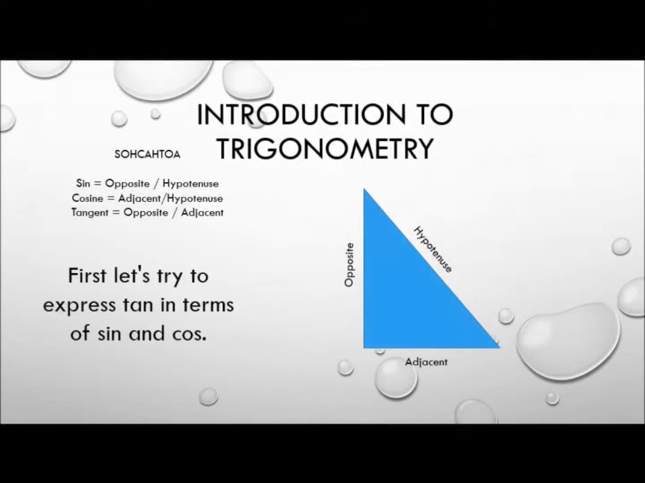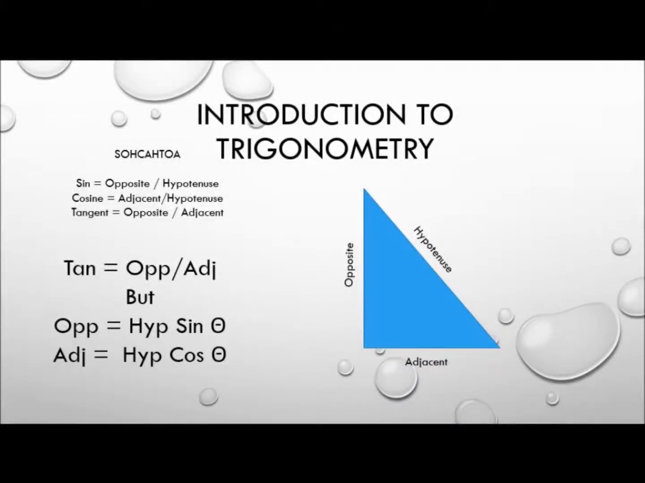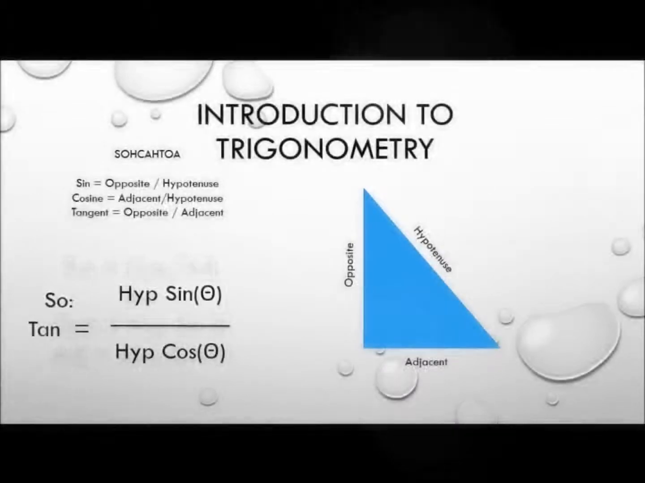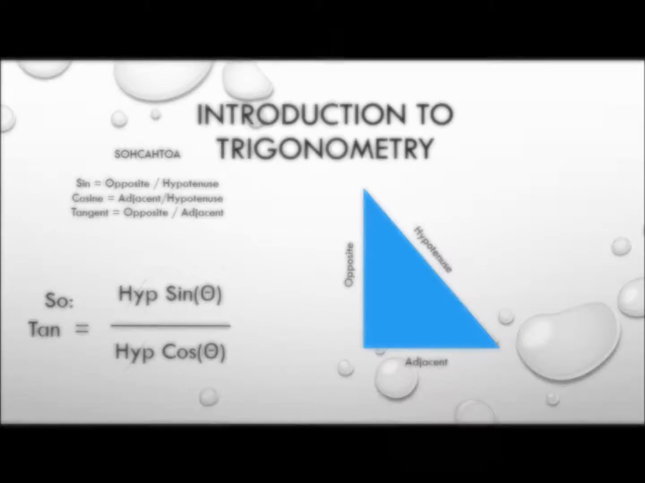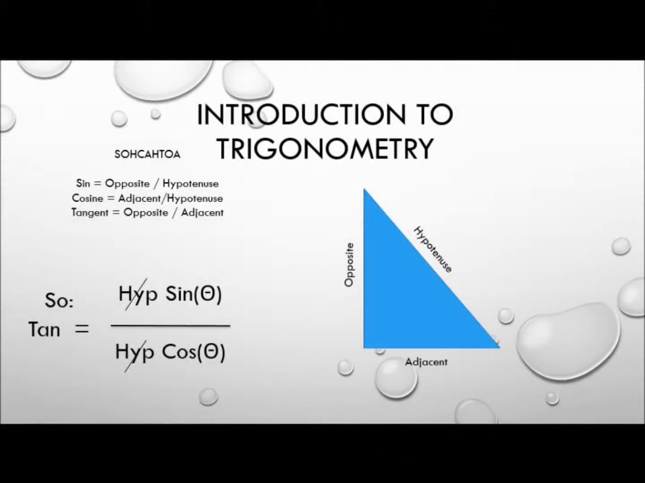So the first thing we can try and do is express the tangent in terms of sine and cosine. Well, the tangent is equal to the opposite over the adjacent, but we know that the opposite is equal to the hypotenuse times the sine of the angle, and the adjacent is equal to the hypotenuse times the cosine of the angle. So the tangent is equal to the hypotenuse times the sine of the angle divided by the hypotenuse times the cosine of the angle. By cancelling the hypotenuse from the top and bottom, we can say that the tangent is equal to the sine of the angle divided by the cosine of the angle.